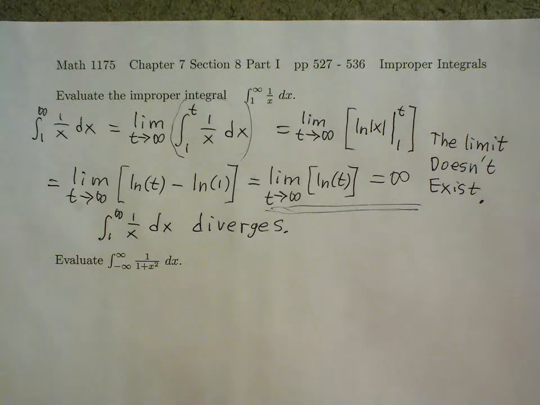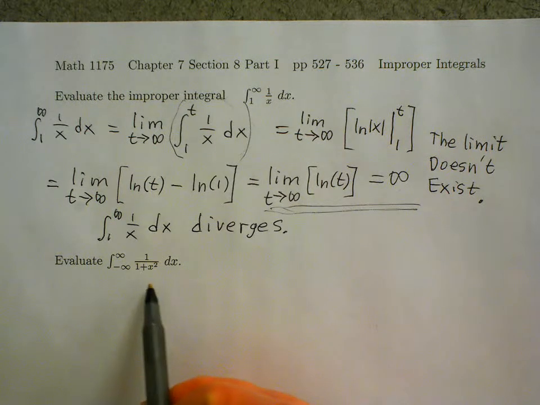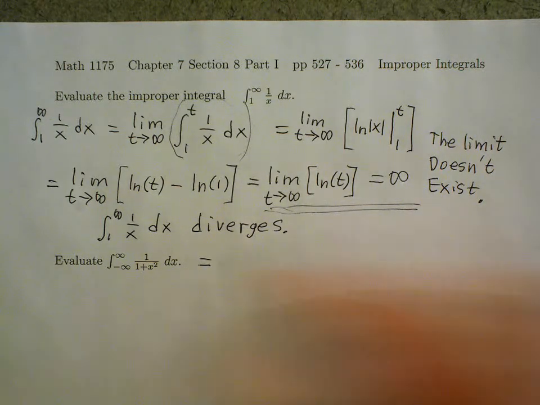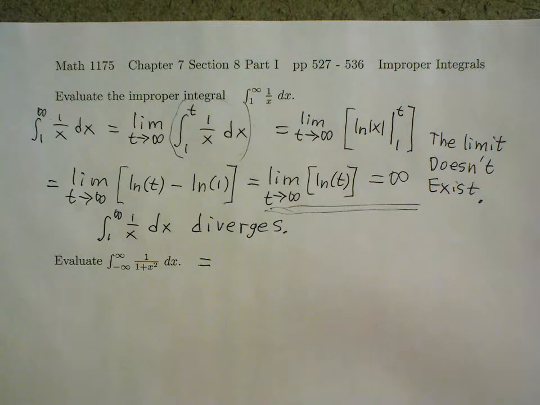Okay, the next one, we have an improper integral of 1 over 1 plus x squared dx from negative infinity to infinity. Notice that the function in the integrand, 1 over 1 plus x squared, is defined for all real numbers. So this certainly makes sense to consider it from negative infinity to infinity. Right, there are no restricted values for 1 over 1 plus x squared. So we can write this as a sum of two other improper integrals.